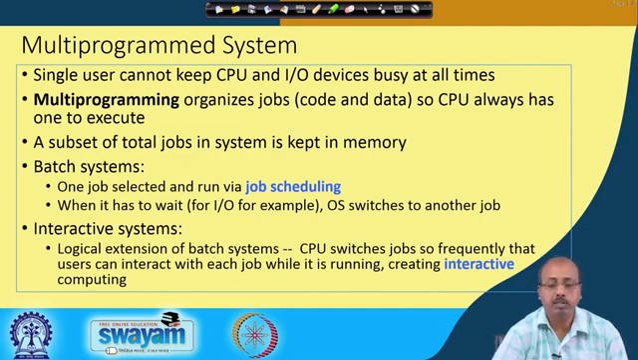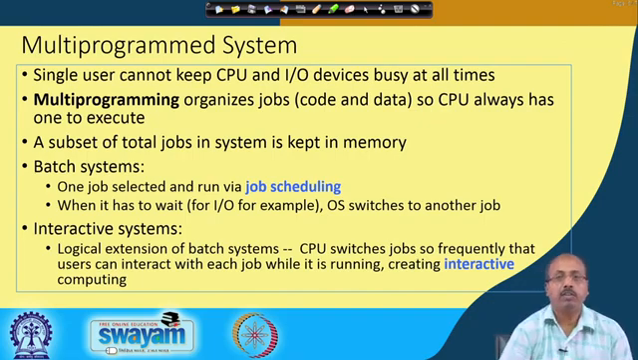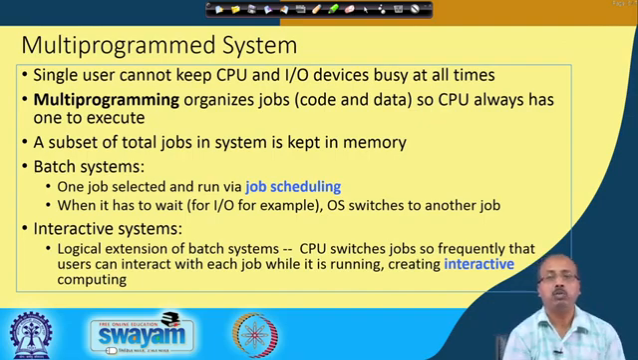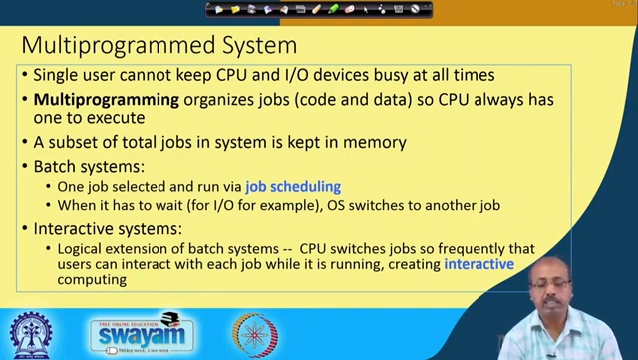So, the user will possibly not enter something into the system by doing some IO operation. So, for a single user it is very difficult to do parallel processing and keep the CPU and IO devices busy equally. But what we want is 100% utilization of all the system resources, the CPU and IO devices. So, multi-programming organizes jobs, that is code and data, so the CPU always has one to execute.